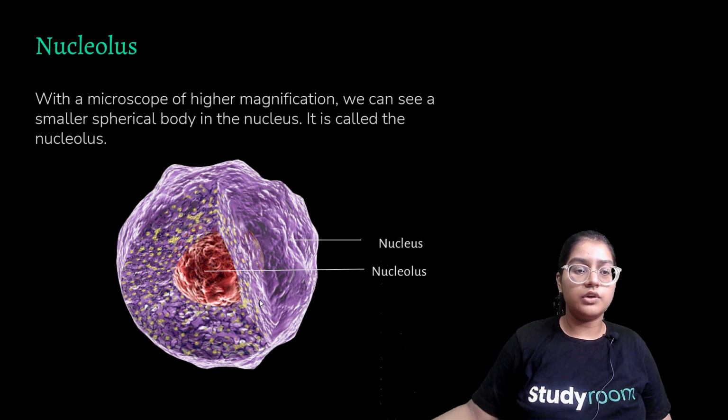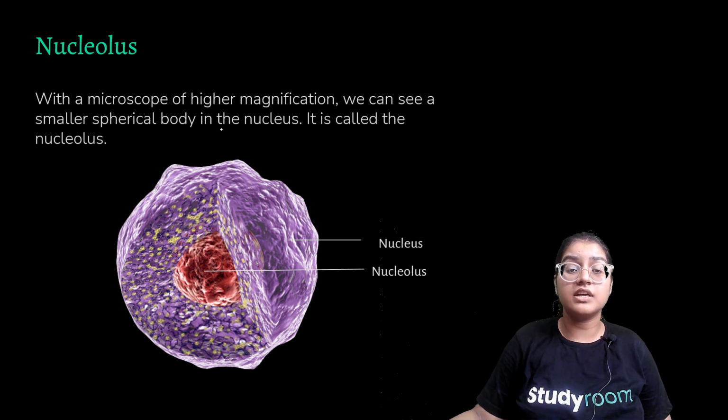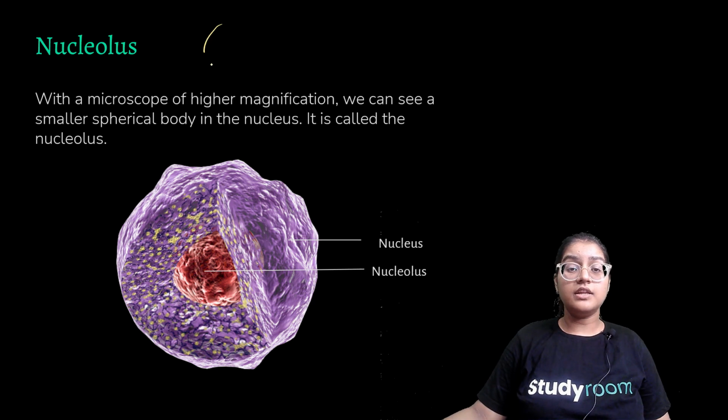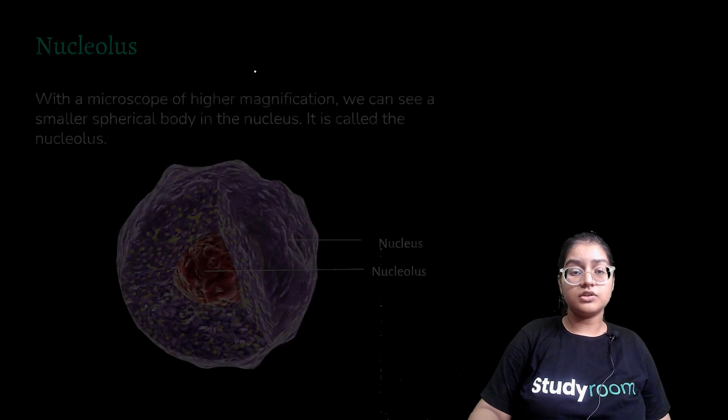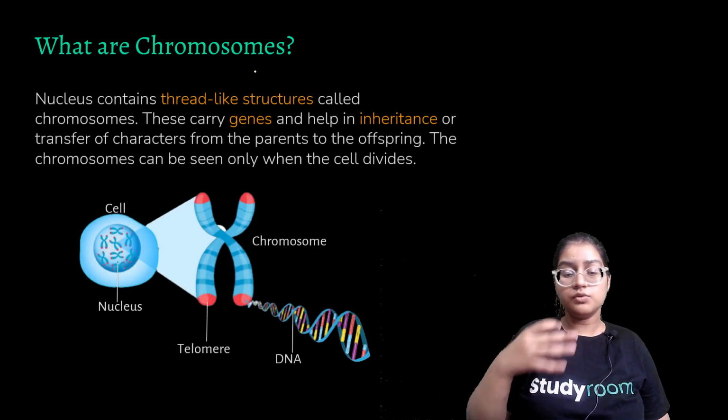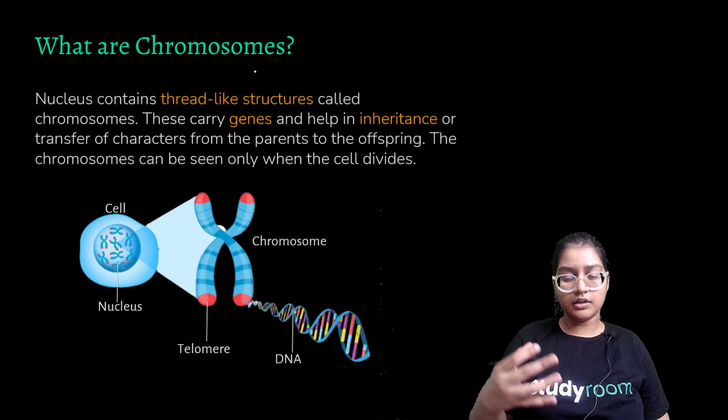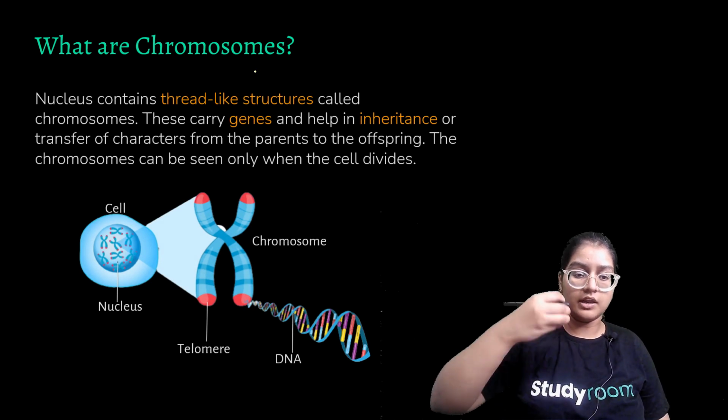So we have nucleolus. Nucleolus, with the microscope of high magnification, we can actually see a smaller spherical body in the nucleus. It is called nucleolus. So even inside the nucleus, imagine this is a nucleus, you have a nucleolus. So what is the function of nucleus? Nucleus is the governing light of the cell.